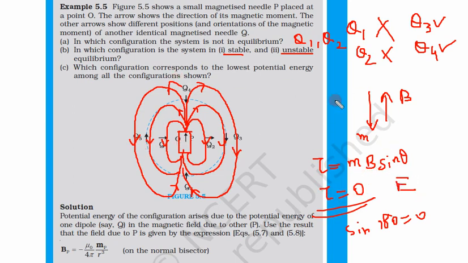Now Q5. If we see this Q5, what we will get? Q5 is up, magnetic field is down. Angle 180 degree. Again tau is 0. So Q5 is also in equilibrium. Now Q6. If you see Q6, Q6 is up. Magnetic field is also up. So what is angle? Angle is 0 degree. Sin 0 is also 0.